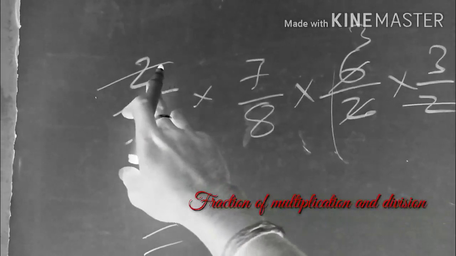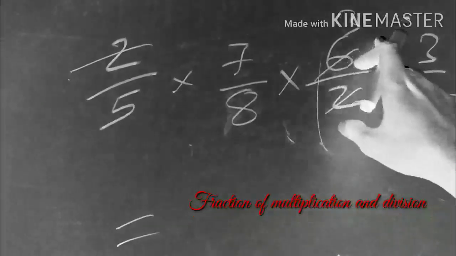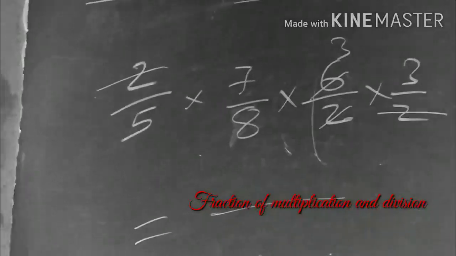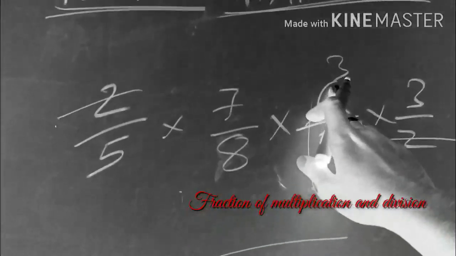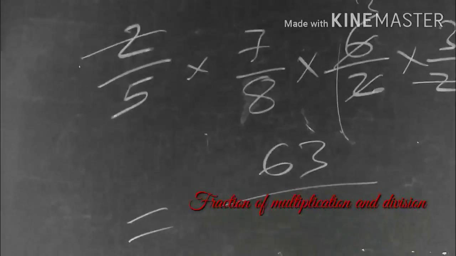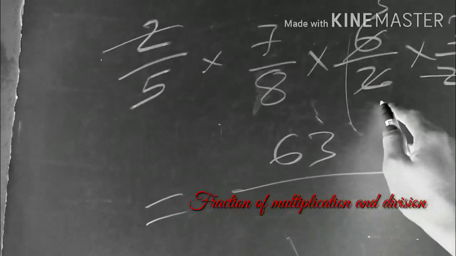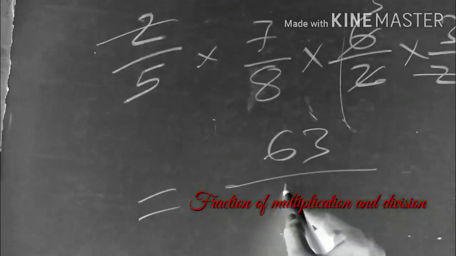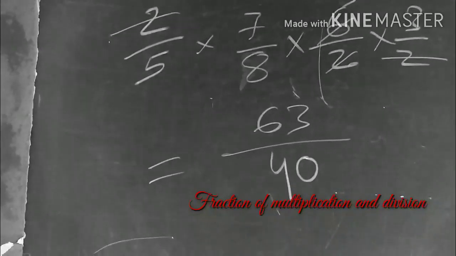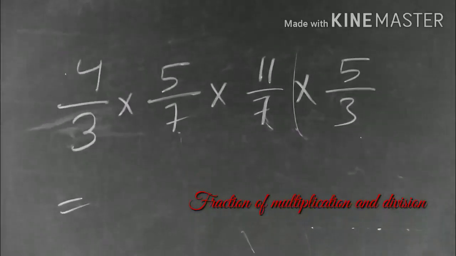Here 1, 1, 7, 7, 3 and 3 remaining. So 7 3s are 21 and 21 3s are 63. We can write 63. Now 8 5s are 40 and 40 into 1 is 40, 40 into 1 is 40. So the total is 40. The answer is 63 by 40. 63 by 40. This is an important question.